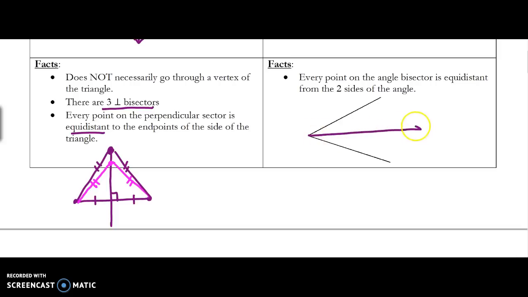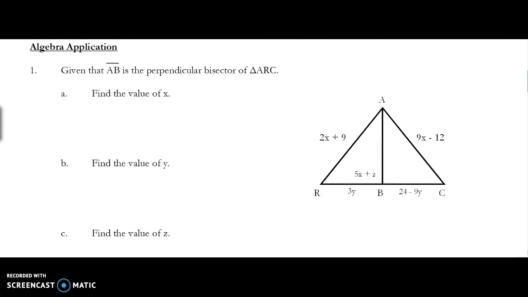So if we draw our angle bisector, any point on this bisector, okay, I'm going to draw a point here, is equidistant from the sides of the triangle. But what also happens is that they form 90-degree angles with that bisector. So if you were to draw in those two lengths, they have to form 90-degree angles. So let's try a few examples.